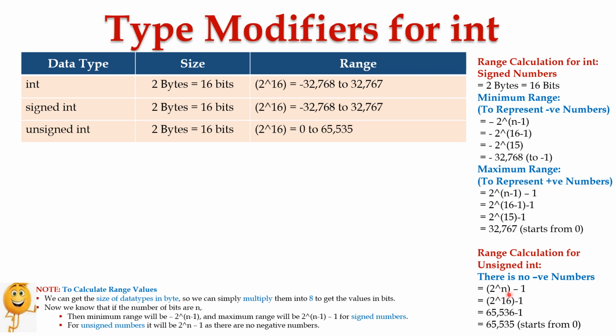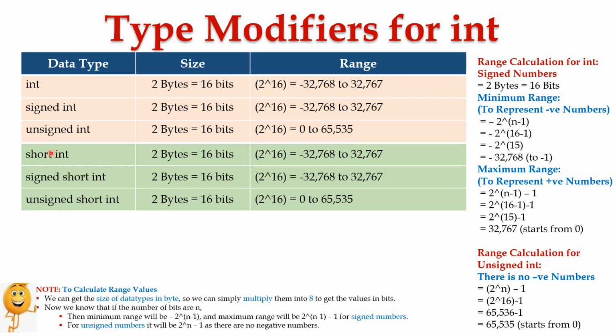We can substitute the value of n here. So 2 to the power of 16 minus 1. The value is 65,536 minus 1, that is 65,535. The value starts from 0 to 65,535. Therefore, the range is represented as 0 to 65,535.